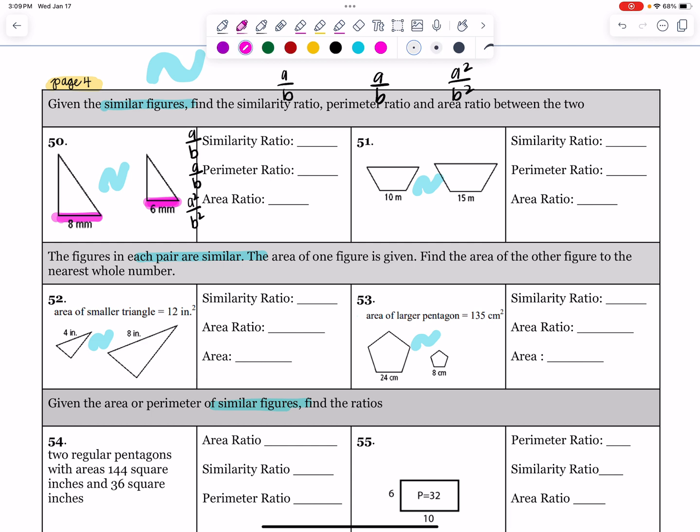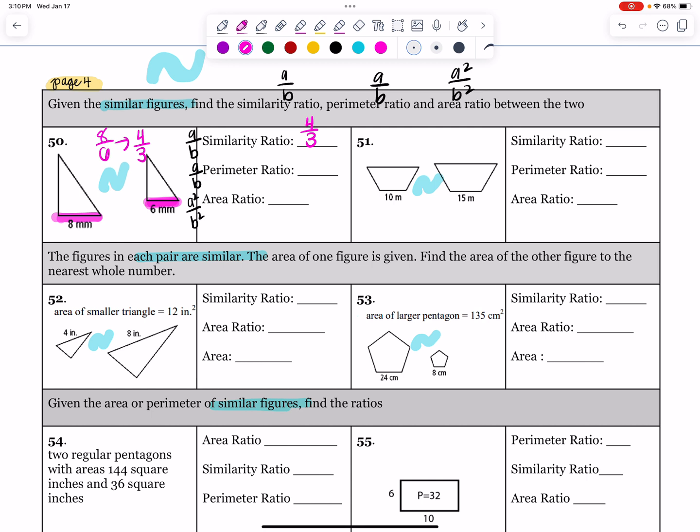They do not indicate which one they want me to do, left to right or right to left, so it can be written either way. A ratio typically can be written either way, but a scale factor is more specific, and they'd have to tell you which one is the old and which one is the new. But here, we're just comparing the two. So if I go left to right, that would be 8 over 6, which would simplify to 4/3. So the similarity ratio is 4 over 3, or you could even write that as 3 over 4 if you chose to.